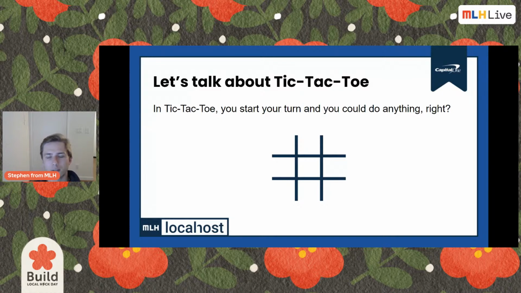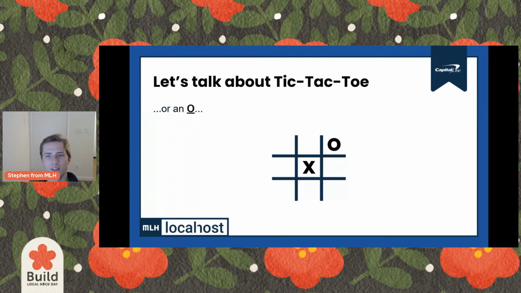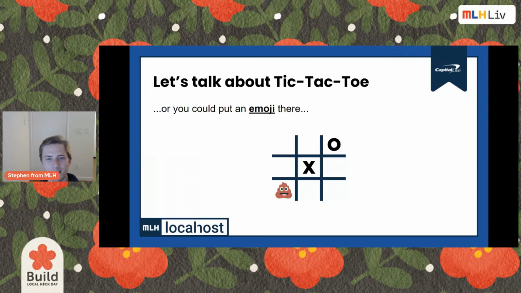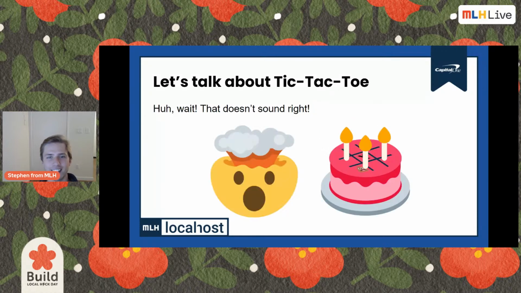But we're going to talk about a much more basic game, which is tic-tac-toe. And with tic-tac-toe, you start your turn and you can basically do anything, right? I mean, you can put an X in any box. You can put an O. You can even put an emoji. But actually, you can't really do these things, right? These are actually not rules at all. You can't turn tic-tac-toe into a birthday cake.